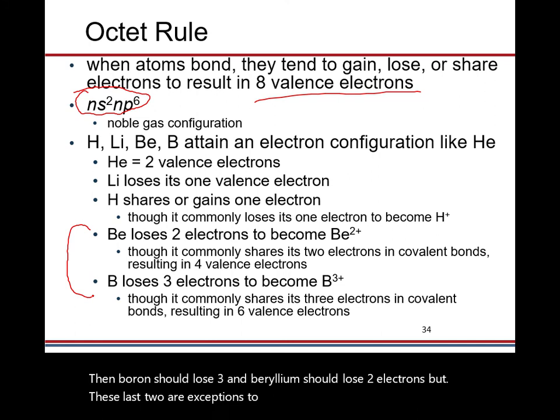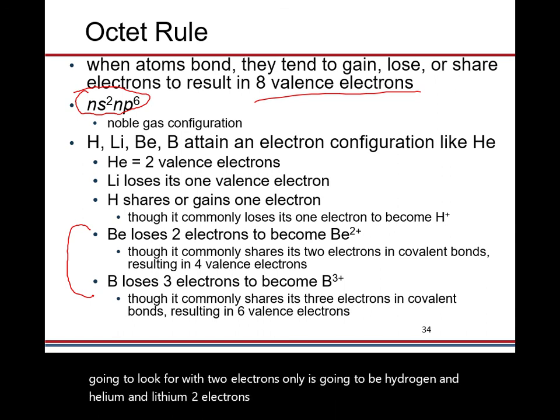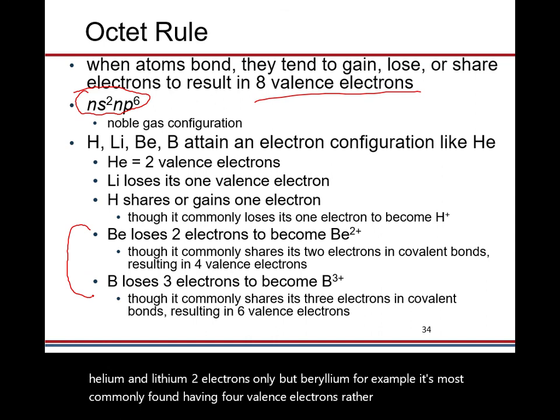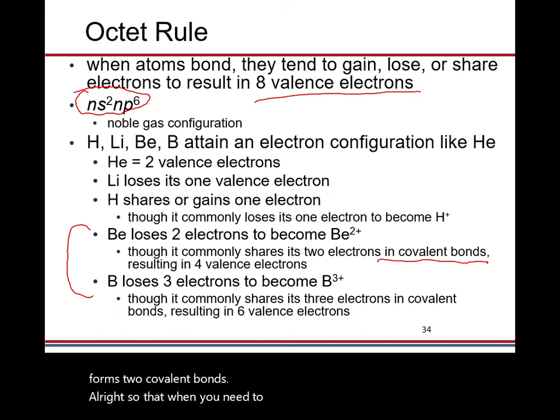So the only ones we're going to look for with 2 electrons only are hydrogen, helium, and lithium. 2 electrons only. But beryllium, for example, is most commonly found having 4 valence electrons rather than 2, so it forms 2 covalent bonds. All right, so that one you need to know. Beryllium, even though it's a metal, is going to form covalent bonds.